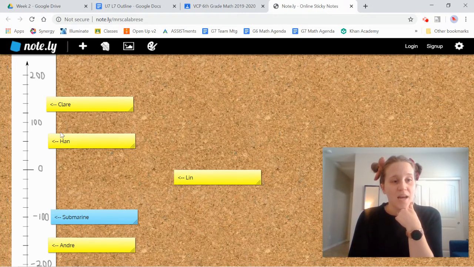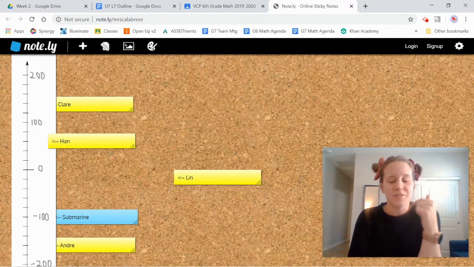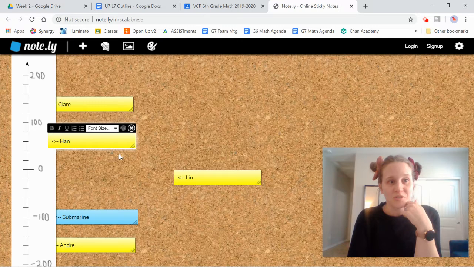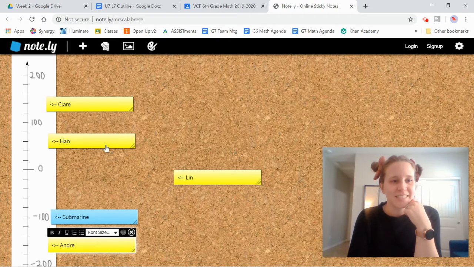Yes, right? Han is only 20, 40, 60 feet away from sea level. The submarine is 100 feet away. So even though the distance from sea level is a different direction, it is still true that Han's elevation is closer to sea level.